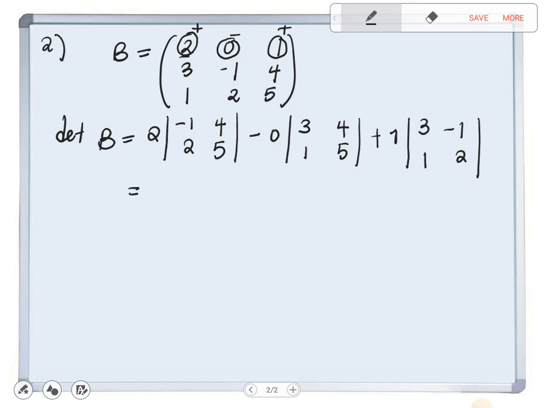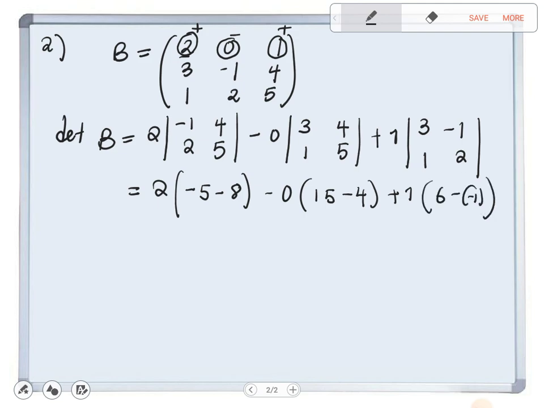Now let's evaluate. Let's find the determinant of the first matrix: 5 times negative 1 is negative 5, minus 2 times 4, which is 8. This one is just 0, no matter what we get there. For the last one, that will be 6 minus negative 1. So now what are we getting? We are getting 2 times negative 13. Here is 0, so I can just say plus 0.